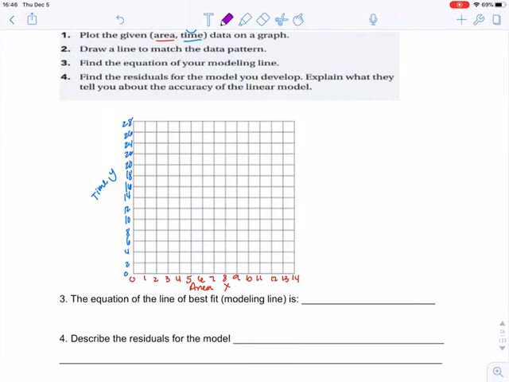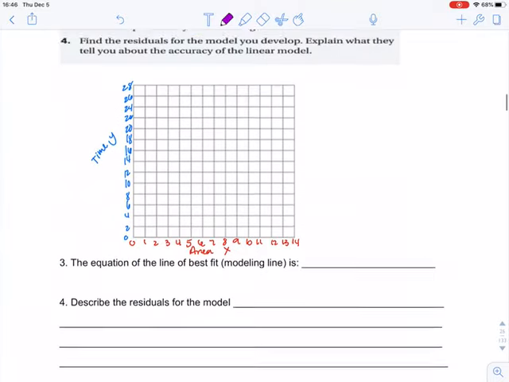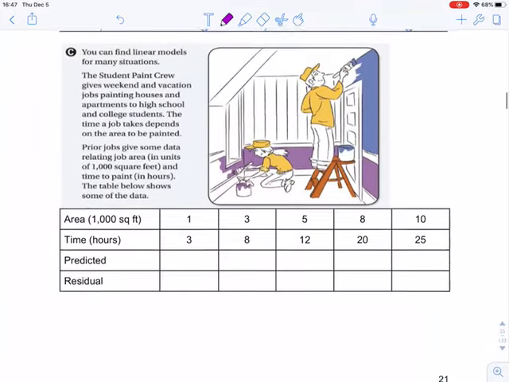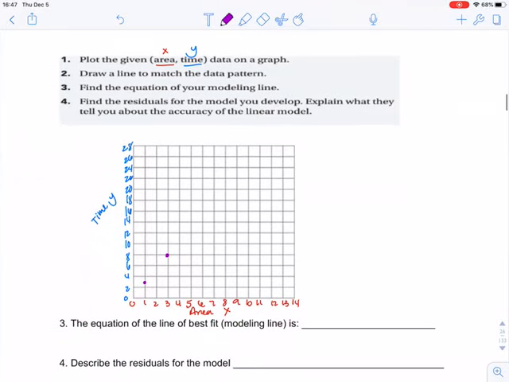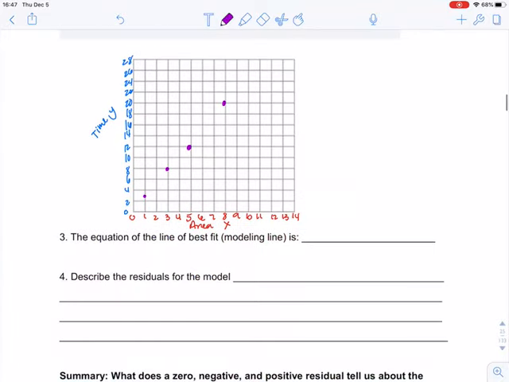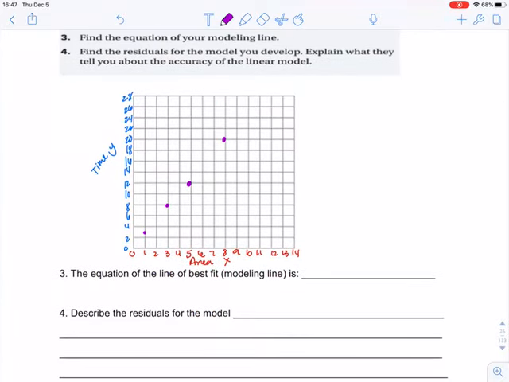Okay. All right, so you're going to plot some points. My points are going to be 1, 3, and 3, 8, 5, 12, 8, 20, and then lastly 10, 25.